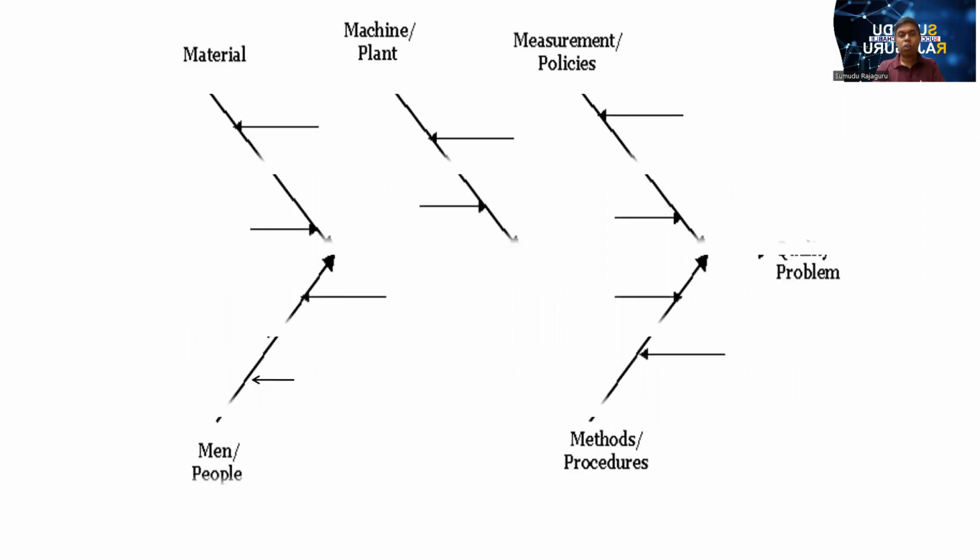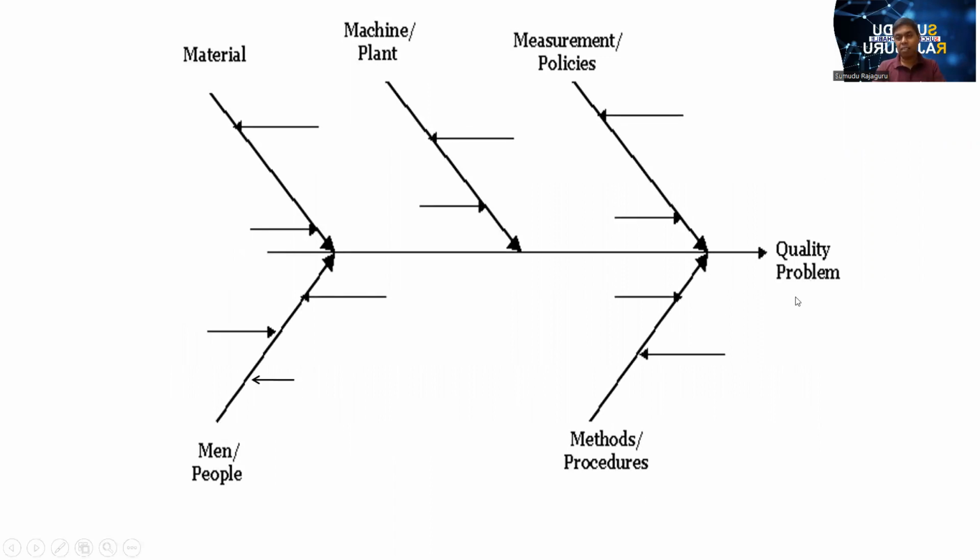Okay, so this is like a fishbone. Now you can see, just in here, put the quality problem. So whatever problem we have, we can put in here. This is the head of the fish. So usually we write the problem on the head of the fish. Okay, this is the head.